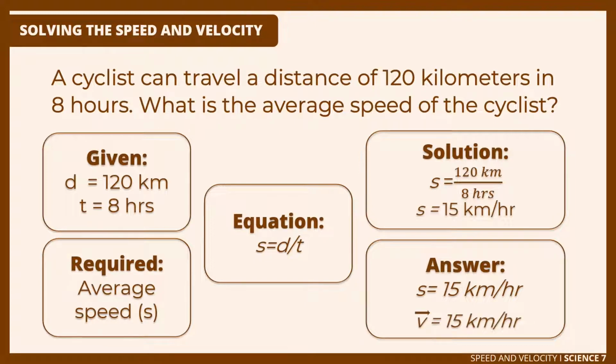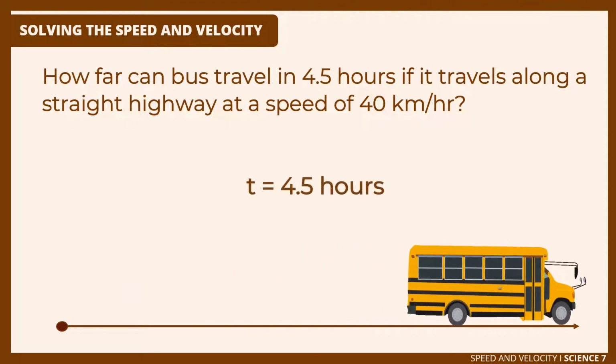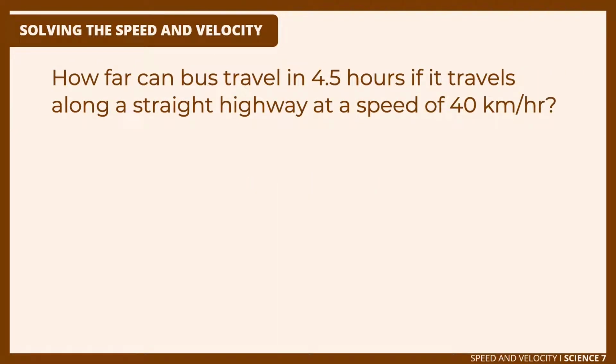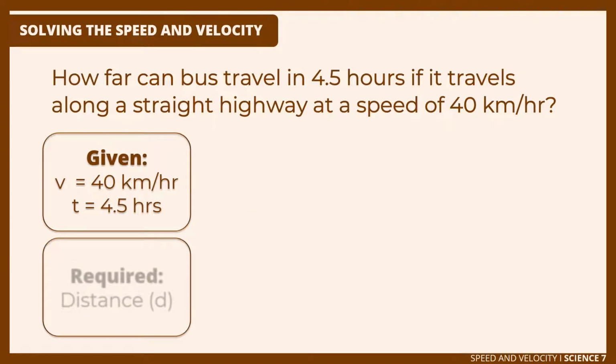In some cases, if the missing value is not the speed or velocity, we need to derive the working formula to make it appropriate in solving the problem. Let us solve this problem and analyze what is the missing value. How far can a bus travel in 4.5 hours if it travels along a straight highway at a speed of 40 kilometers per hour? Let us identify first what are the given values. So, the given are 4.5 hours, which is the time, and 40 km per hour, which is the speed of the bus. The missing value in the problem is the distance.